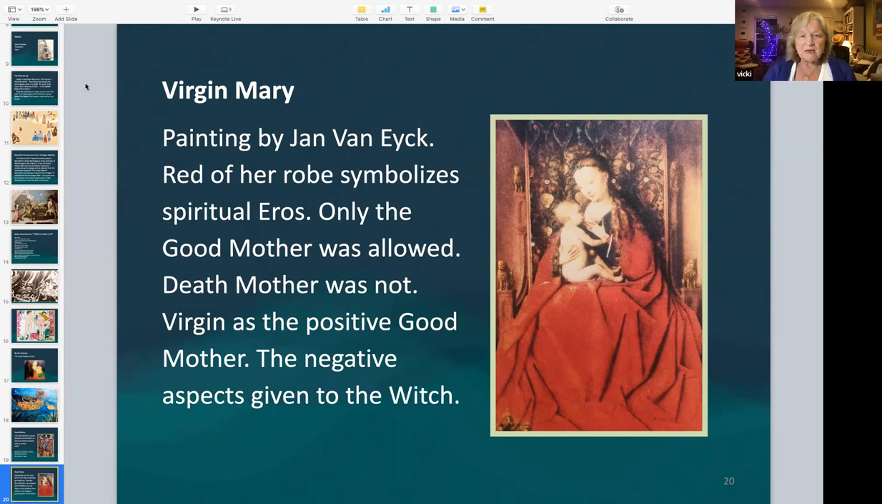And we have the Virgin Mary, painting by Jan van Eyck. The red of her robe symbolizes spiritual eros. And only the good mother was allowed. Death mother was not. Virgin is the positive good mother. The negative aspects were given to the witch. So the good mother brings to birth and nourishes children and rabbits and fish and bulls. And it deals with infinite things. And the goddesses Demeter and Isis are mothers who are all about the children. The oven is her womb.